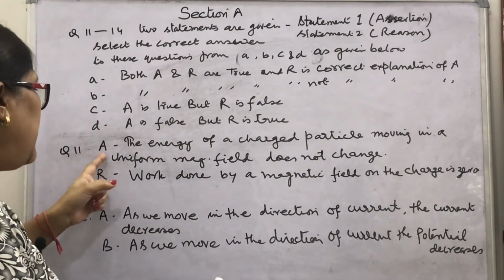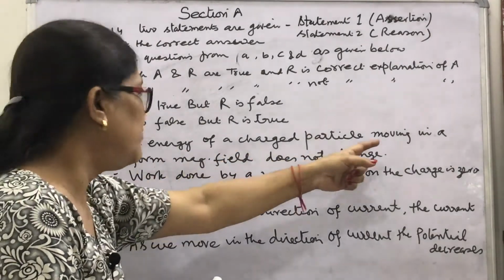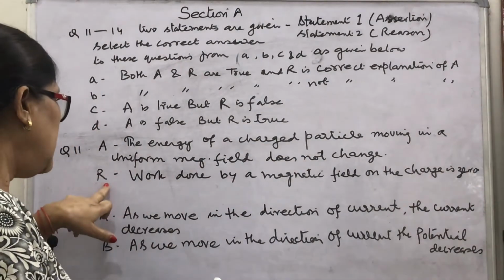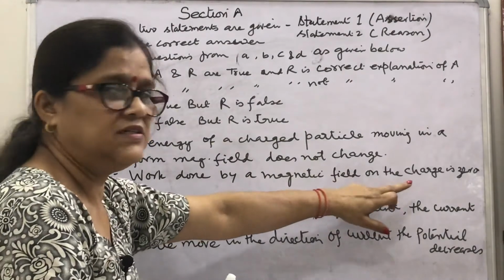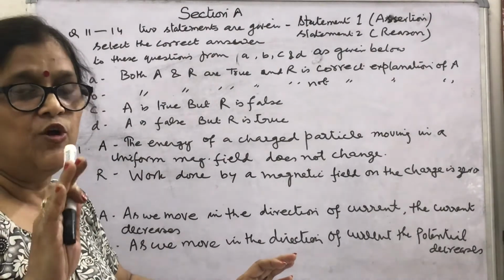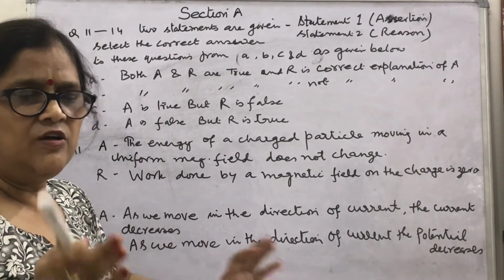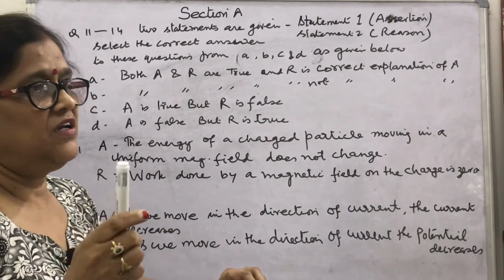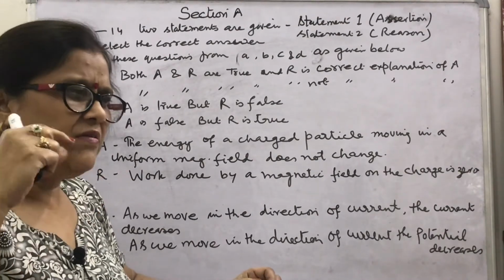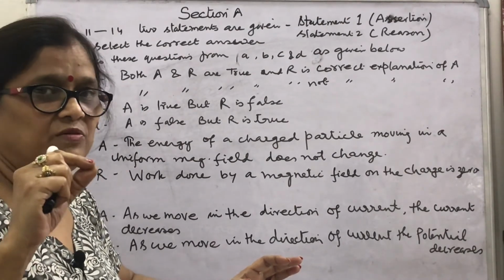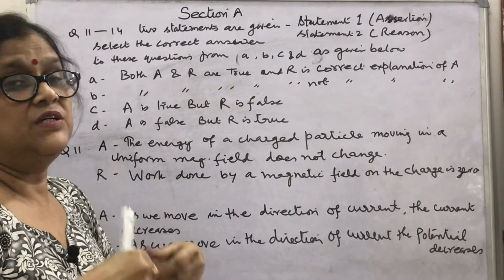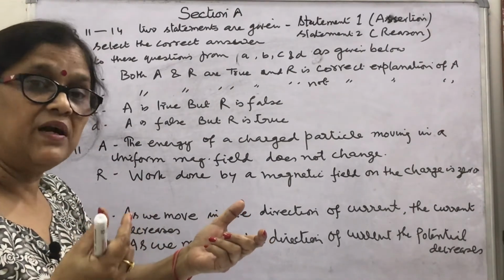Look at question number 11. These two statements. A, assertion: the energy of a charged particle moving in a uniform magnetic field doesn't change. Reasoning: work done by a magnetic field on the charge is 0. Now, in these questions, deep knowledge and proper understanding is required. Not only knowing the formula or just a thought about a question, if you have only learnt, you do not know fully how to use it. So how to apply a particular formula, and what is the reason behind that? That's why the assertion and reasoning part.